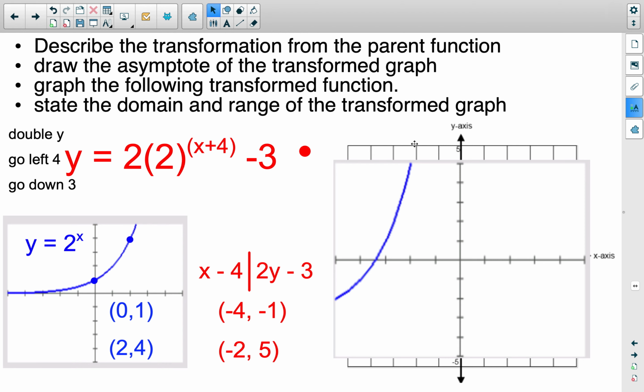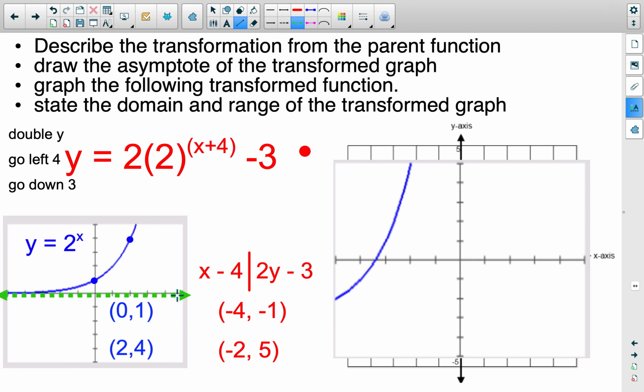And the only other thing is, you know how the parent graph was approaching 0? That would be your asymptote. If you recall, an asymptote is a line that your graph is going to approach, but in this case, it's never going to quite reach that. So if I drew in the asymptote over here, it would be at 0.